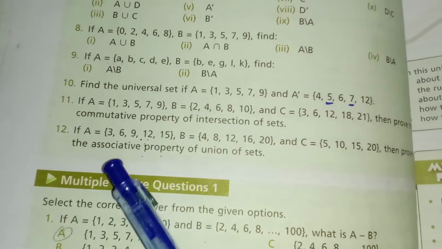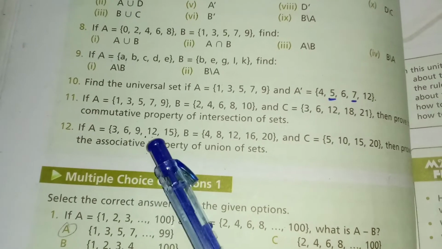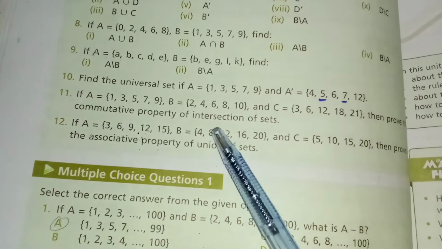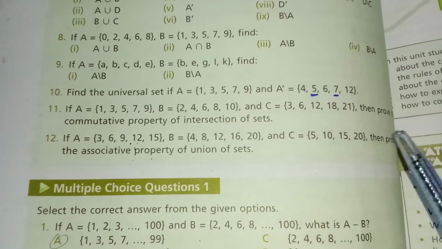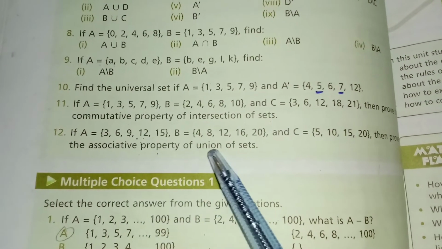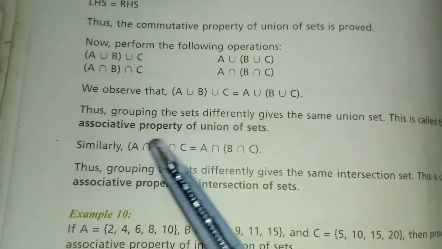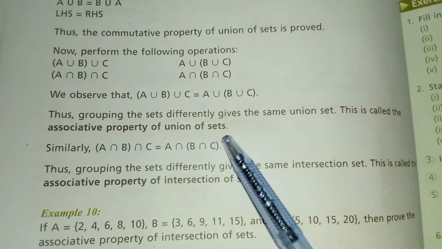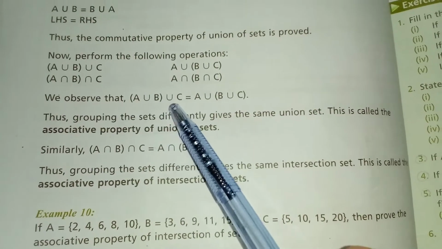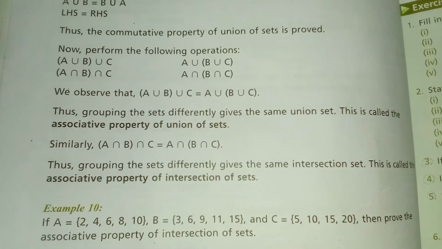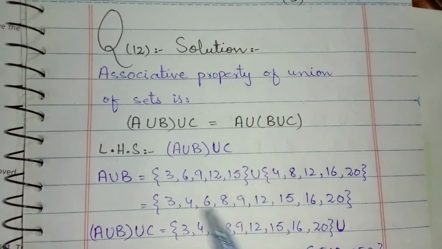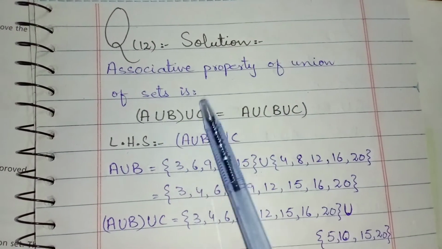Question number 12. If A is equal to 3, 6, 9, 12, 15 and B is equal to 4, 8, 12, 16, 20 and C is equal to 5, 10, 15, 20, then prove the associative property of union of sets. The associative property of union of sets is (A union B) union C is equal to A union (B union C). So we have to prove it.